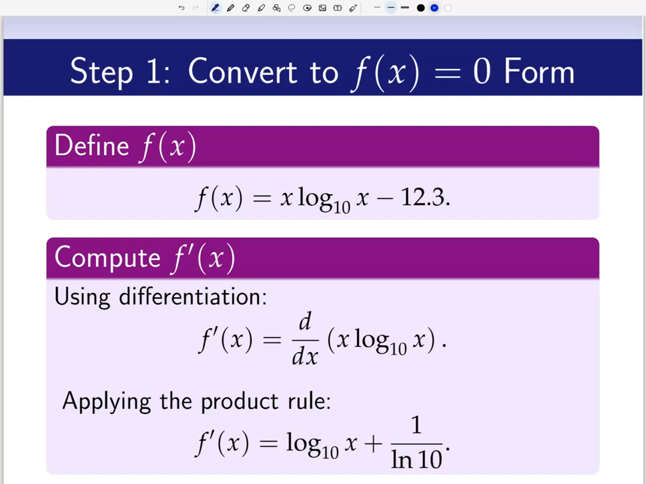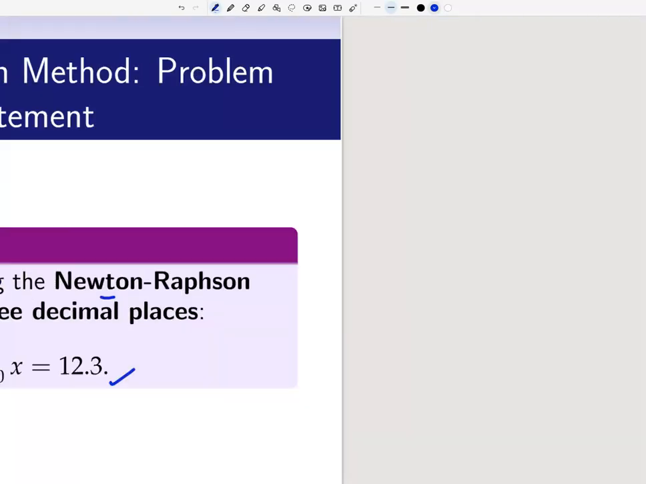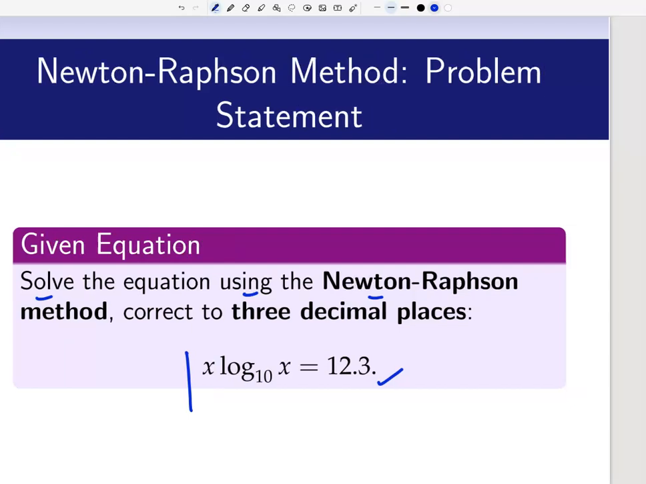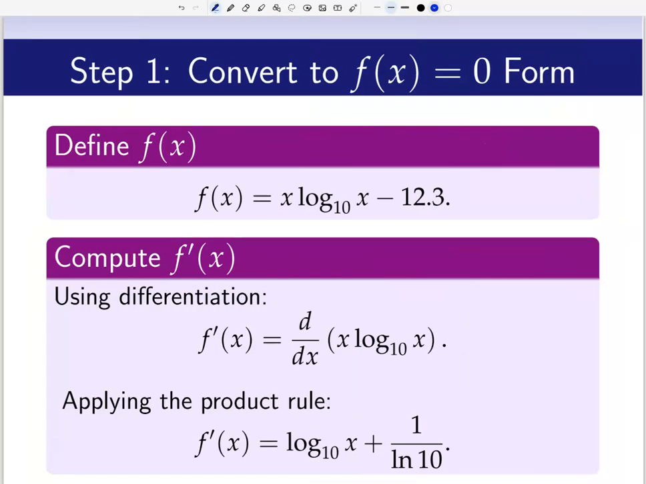Now first convert to f(x) is equal to 0 form. So here this is the equation: x log base 10 x is equal to 12.3. So we can write f(x) is equal to x log base 10 x minus 12.3. Now for the Newton-Raphson method we need to calculate f dash x. So using differentiation, f dash x is equal to d by dx of x log base 10 x. Applying the product rule, we will get f dash x is nothing but log base 10 x plus 1 by ln 10.